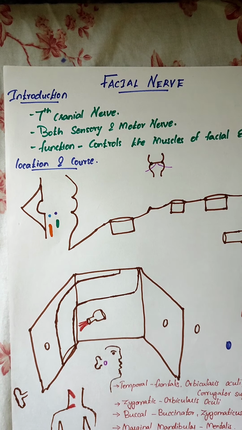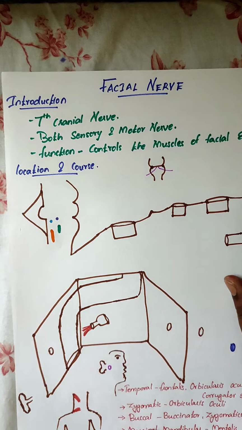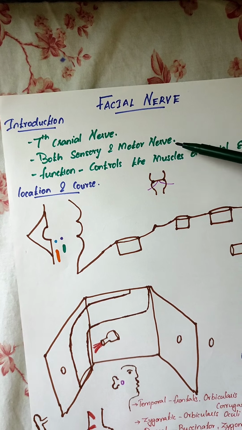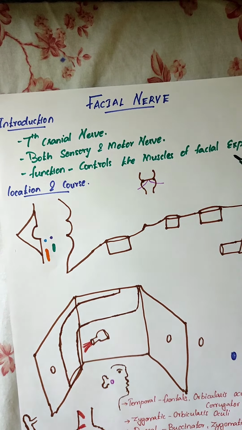Hi friends, today let us discuss the seventh cranial nerve, that is the facial nerve. So coming to the introduction, the facial nerve is the seventh cranial nerve. It is both a sensory and motor nerve. Its main function is to control the muscles of facial expression.